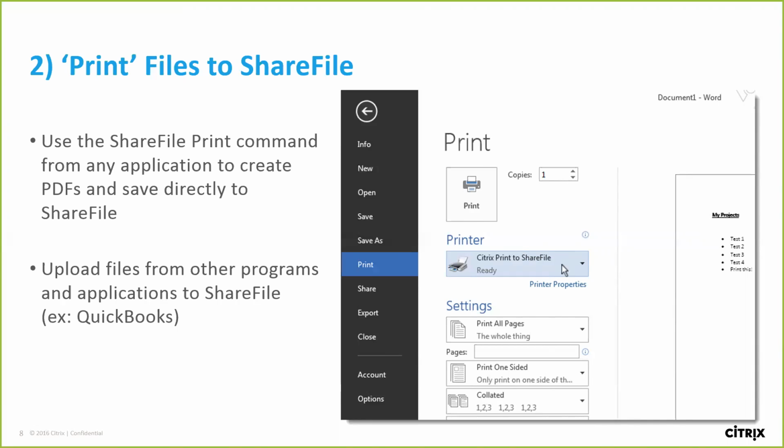So this is really common we see for folks who are trying to upload files from other programs into ShareFile. Maybe you're using QuickBooks, maybe you're in an EMR, whatever the environment. If you're not allowed to save a document to your desktop or you just don't want to, but you have it open right in front of you, just go to File, Print, save it to ShareFile, and Christina can show us what this looks like.